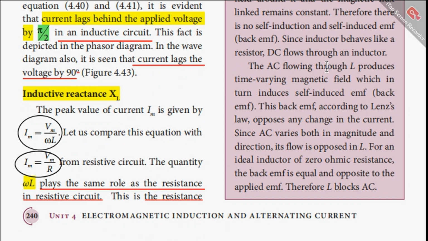The alternating current flowing through the inductance coil produces a time-varying magnetic field, which in turn induces self-induced EMF, and this back EMF, according to Lenz's law, opposes any change in the current. And since the alternating current varies both in magnitude and direction, its flow is opposed in the inductance coil. For an ideal inductor of 0 ohmic resistance, the back EMF is equal and opposite to the applied EMF. Therefore, the inductance coil will always block AC, that is, alternating current.